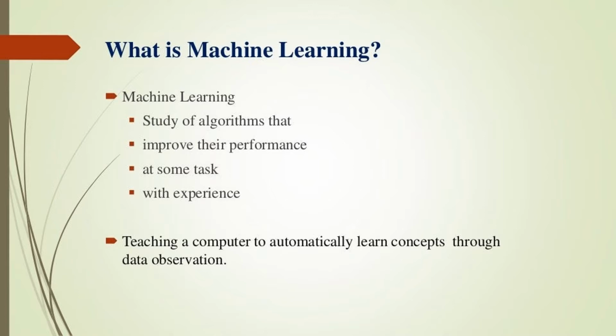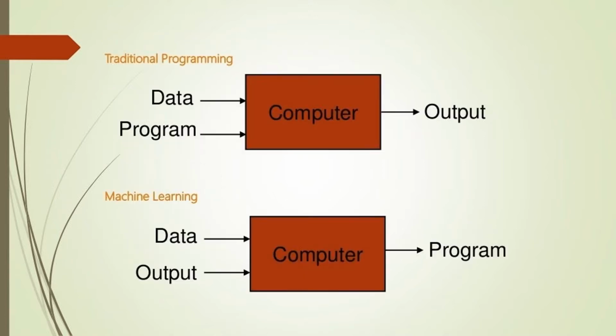Now let us see what is machine learning. Machine learning is the study of algorithms that improve their performance at some task with experience. Teaching a computer to automatically learn concepts through data observation. Let us see the difference between traditional programming and machine learning.